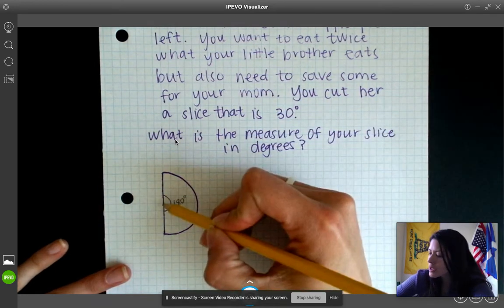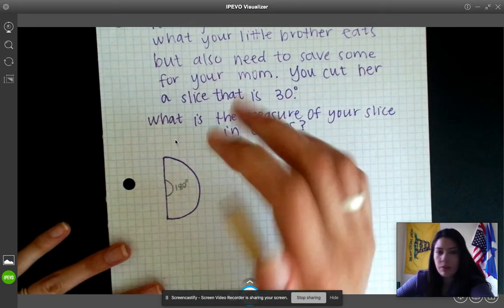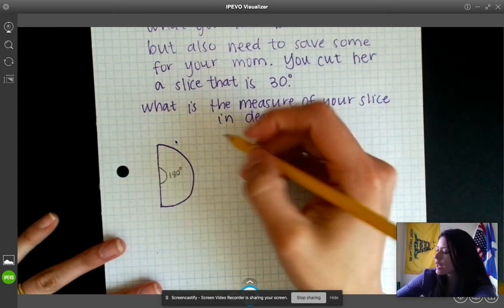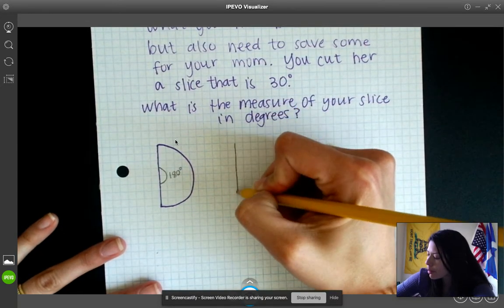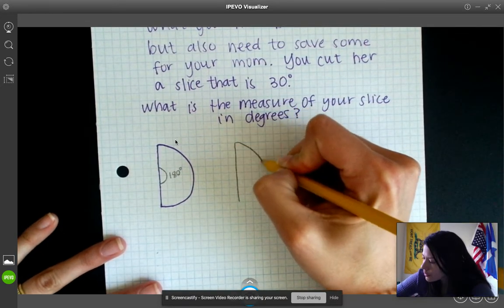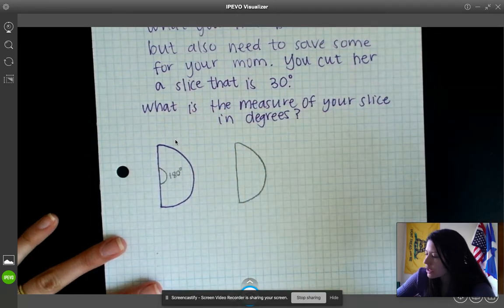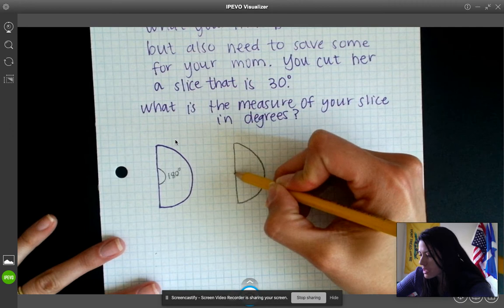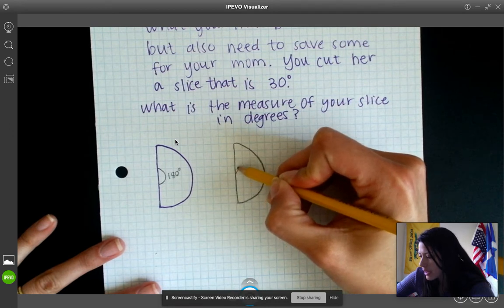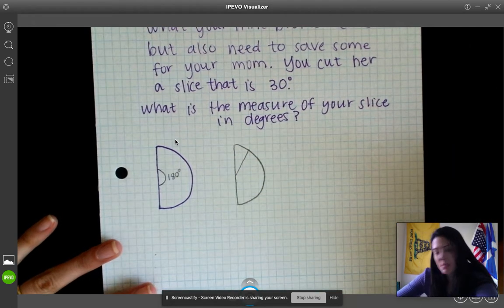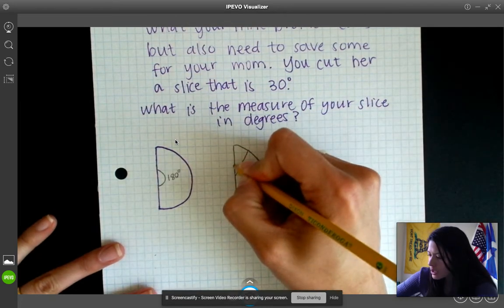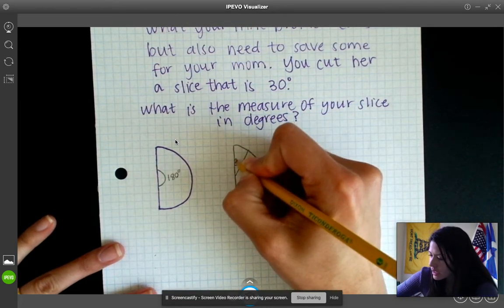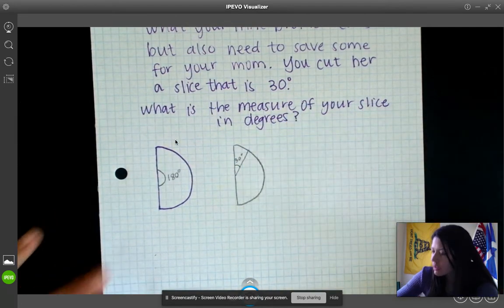So her slice, I'm actually going to just let that sit there, and I'm going to draw another half of an apple pie. I know that mom's slice of apple pie needs to be about 30 degrees. This is just an estimate of where 30 degrees is, but it's going to be about right there. I'm going to label this 30 degrees.